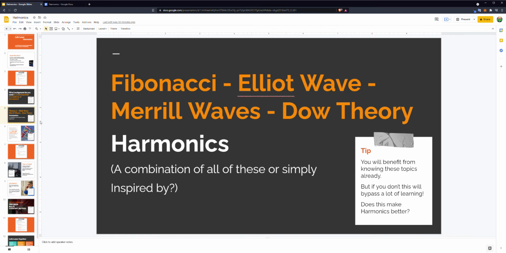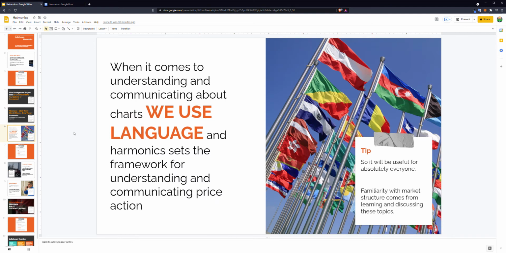Great, brilliant stuff, and that leads me on to pointing out that what we're really doing here in a sense is talking about language. And when it comes to understanding and communicating about charts, we use language, and harmonics sets a framework for understanding and communicating price action. So what I was just doing there is an example of that, and it's a bit difficult to digest at times, like I was saying, but also we break it down and you're left knowing these terminologies.